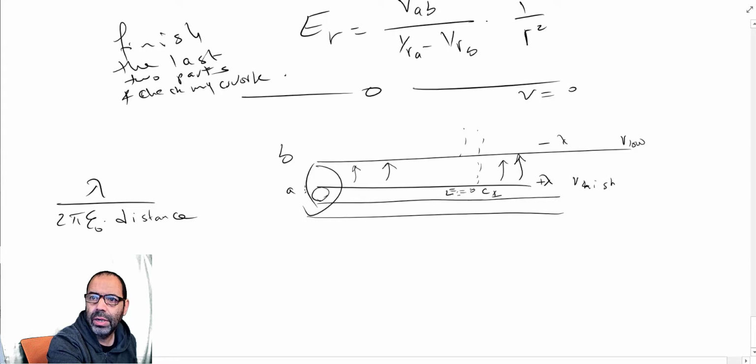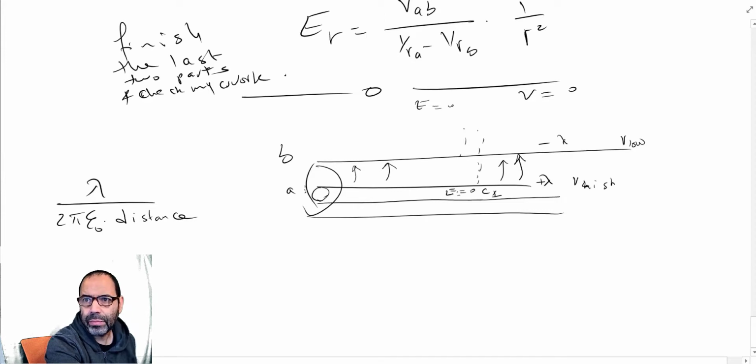So E is 0 in here. And let's find now that the E also is 0 outside too, because the charge enclosed is 0. We have negative lambda per unit length and positive lambda per unit length. So no matter which length you have, you're going to have 0 charges enclosed.